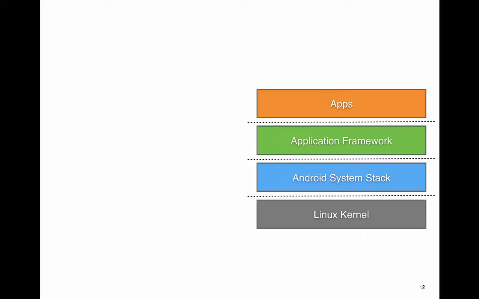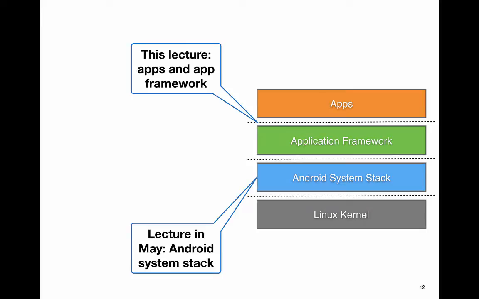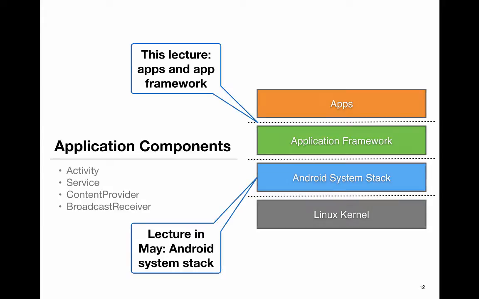And finally, we have all these millions or billions of applications you can download from the App Store. So in this lecture, we're mostly going to cover the application framework and how you develop an app. And in the lecture in May, we'll talk in detail about how the Android system stack works. So for the application framework, there are mainly 4 components we're going to talk about: activity, service, content provider, and broadcast receiver.